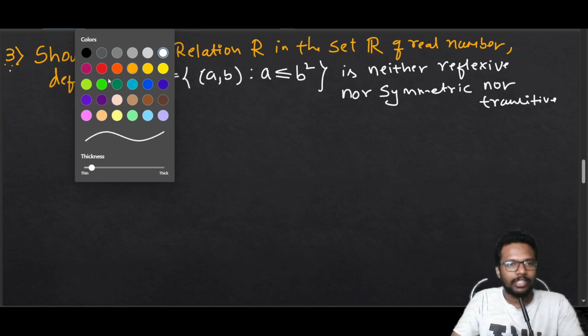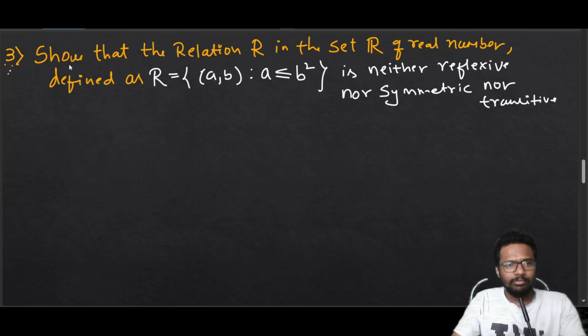Okay, so let's start. In this question, show that the relation R, they have given R, we have to show this relation R in the set R. So don't confuse these two R's. Here the first R is the relation, just an R. See the symbol, the shape and the design. I have written the English alphabet capital letter R.